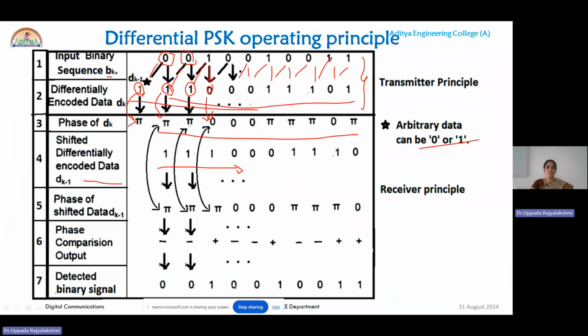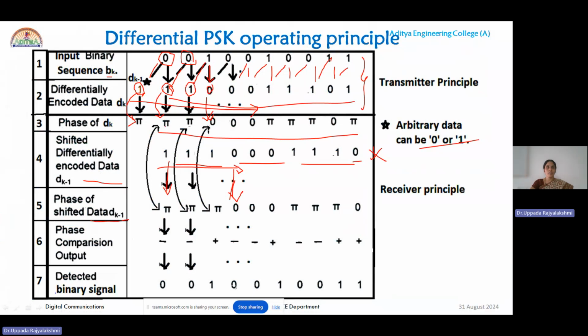So take the 1-bit right-shifted differential data. Let us shift this data. So you will get 1, 1, 1, 0, 0, 0, 1, 1, 1, 0, and the 1 will be a leftover bit. Now let us write the phase of the 1-bit right-shifted data dk minus 1. Wherever you have 1, please take the phase as pi, and wherever you have 0, take the phase as 0.